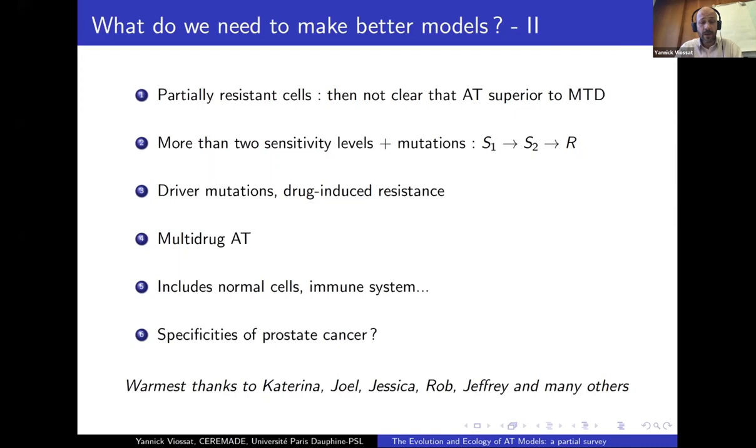And of course, we may wonder at some point if we should not also think about including more realism, like normal cells or the human system, etc. Finally, as long as we don't have clear clinical results on other types of cancer than prostate cancer, we should keep wondering whether there are some specificities in prostate cancer that explain why the first clinical trial was successful and why other trials might be less successful. So that's all I wanted to say.